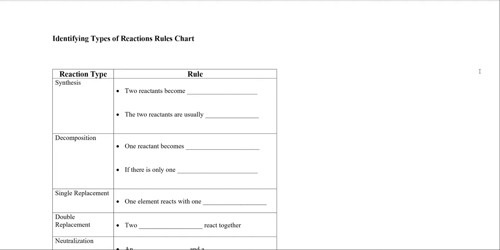Let's get started. Let's recap and put the rules that we have into a chart. So for a synthesis reaction type, the rule is it's two reactants become one product. And those two reactants usually will be elements. So that's what you can do to help you find out whether it's a synthesis or not. If you see two things become one, you know it's a synthesis. Or if you only have the reactants, if they're only just elements, then you know the most likely scenario is that they will synthesize and come together to become one product.